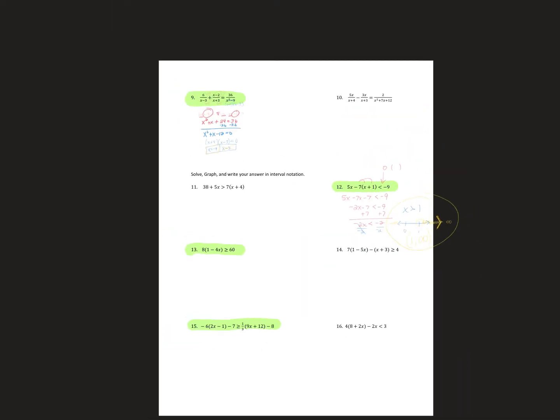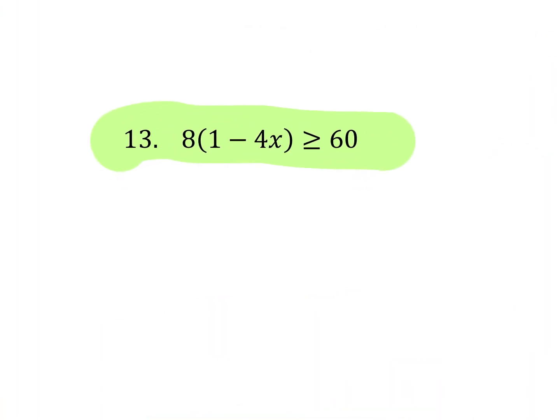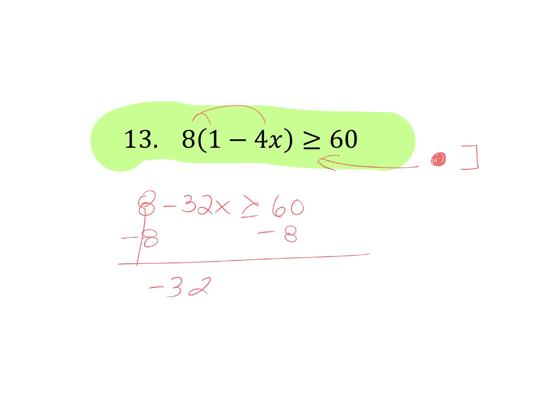So now, I look at this one. Before I start anything, I'm going to give myself a little heads up. What kind of a dot? Closed. So that means on the number that I find, I'm going to have what? A bracket. So just treat this like you normally would any equation. We're going to get numbers to the right, x's to the left. So I have 8 times 1 is 8, minus 32x, greater than or equal to 60. Subtract 8. Negative 32x, less than or equal to 52.